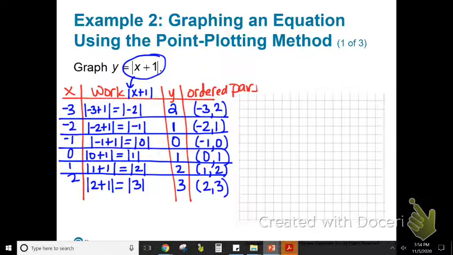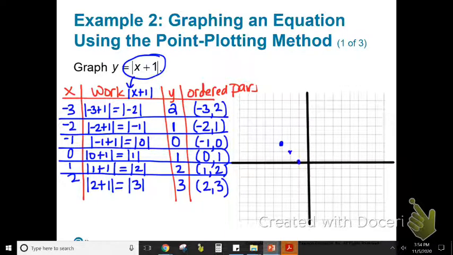If you can, try to remember, what does an absolute value graph look like? Hopefully you remember it's V-shaped. So I know I should be looking at a V here. Alright, so I know my x-axis is off just a little. Let's pretend it's on that line. So we're going to plot the points -3, 2; -2, 1; -1, 0; 0, 1; 1, 2; and 2, 3.